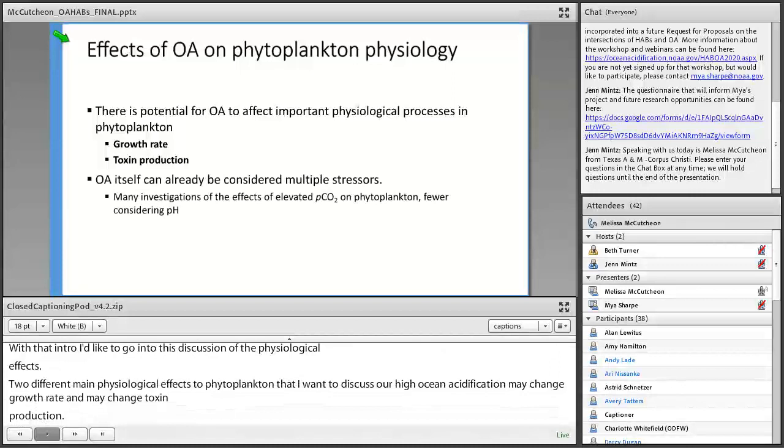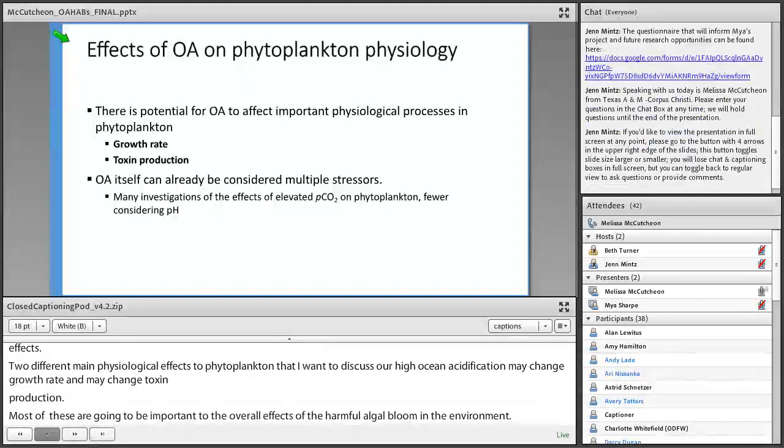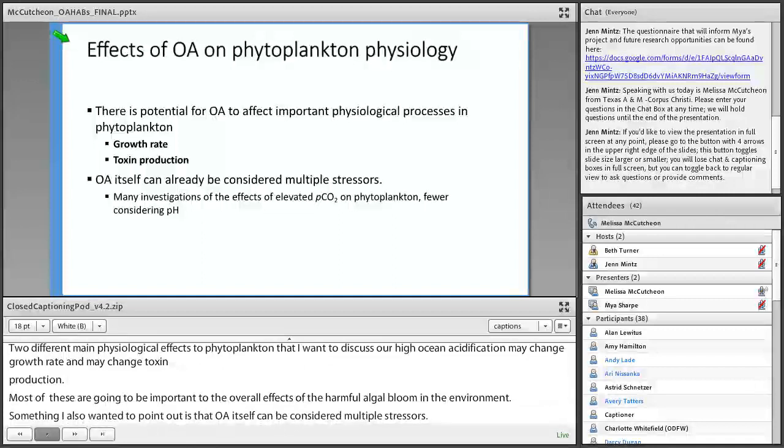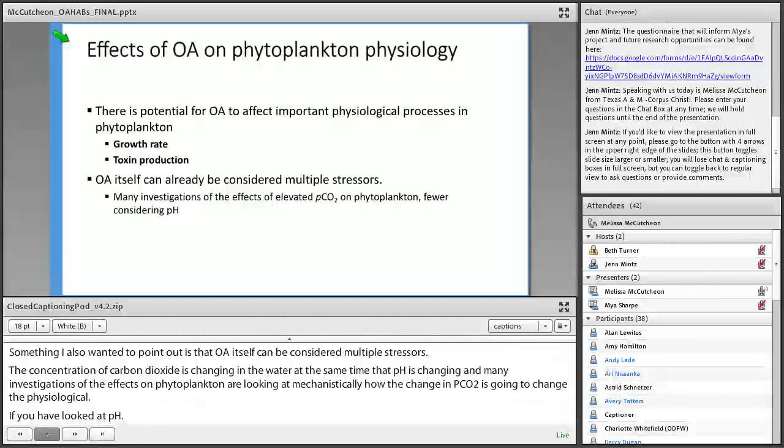And something that I also wanted to point out is that OA itself can already be considered multiple stressors. The concentration of carbon dioxide is changing in the water at the same time that pH is changing. Many investigations of the effects on phytoplankton are looking at mechanistically how the change in PCO2 is going to change their physiology, but fewer have looked at pH. I did want to say, pH could be important because it would affect maintenance of intracellular pH, membrane transport processes, phosphorus and trace metal acquisition, since those are tied to bioavailability. And so it may also be relatively important.